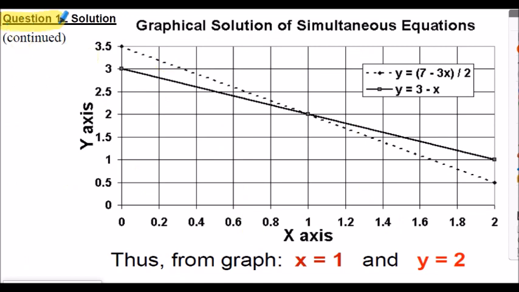Question 1L continued. Here's the graphical solution of the simultaneous equations. I've plotted both equations and here is my intercept. It reads 1 on the horizontal axis, so x is 1, and it reads 2 on the vertical axis, so y is 2. You can always check the solution by putting the values of x and y back into the original equations and seeing if they balance.